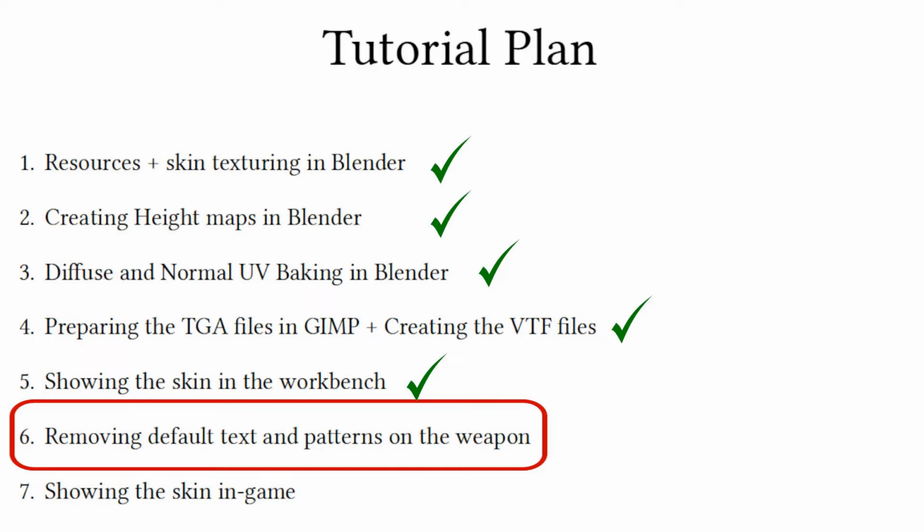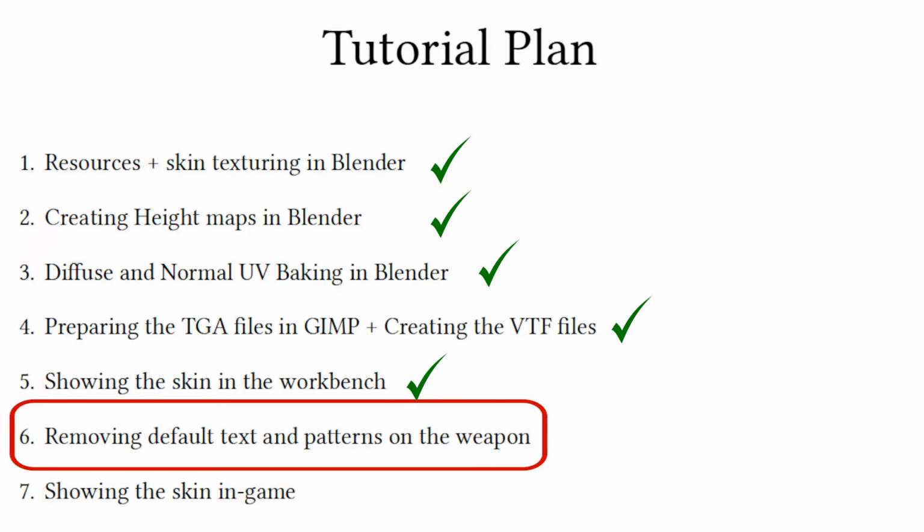Welcome to the sixth part of the CSGO skin making tutorial using free and open source tools. In the last video, we went through the settings of the CSGO workbench, viewed the skin there, and saved it with the correct settings. In this video, we'll be talking about default texts and patterns that might appear on the weapon alongside the skin and show how to remove them.